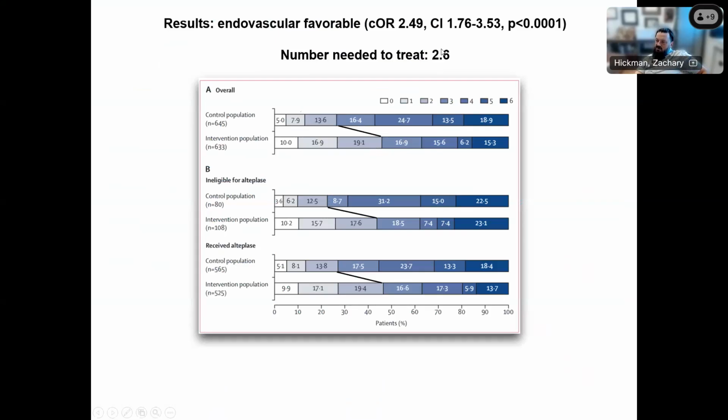And the number needed to treat is 2.6, and this is extremely low. This means that you only need to treat 2.6 patients for one patient to go from doing badly to doing well. Very few surgeries or interventions have this low of a number, where basically every other patient you treat is somebody who would have done very poorly and now is going to do much better and go back to a functional outcome.